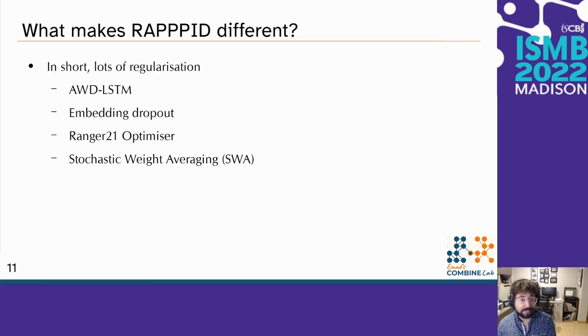Now, as I said, the overall architecture of RAPPPID is similar to many deep learning methods for PPI prediction, but there are many important differences in training that I've alluded to. Mostly, RAPPPID employs a judicious use of regularization that is appropriate for the architecture. This includes AWD-LSTM, embedding dropout, and stochastic weight averaging, or SWA. It also uses the SentencePiece tokenizer, which I spoke about earlier.